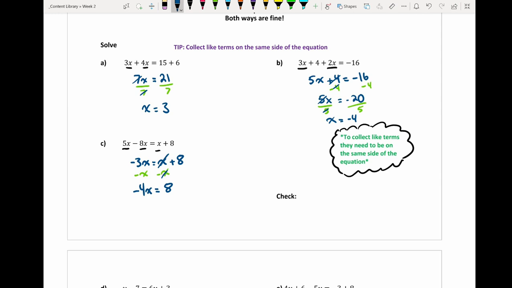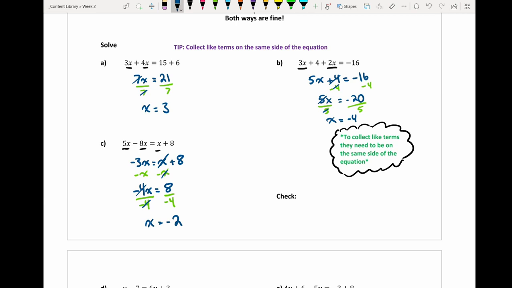All my x's are on one side. I only have one variable term, or only one variable. I need to get it by itself, so I'm going to divide by negative 4, sorry, divide by negative 4 on the other side. It'll cancel out on the one side. X is equal to negative 2, or 8 divided by negative 4.